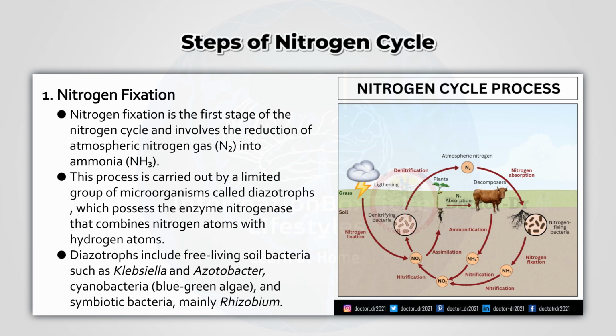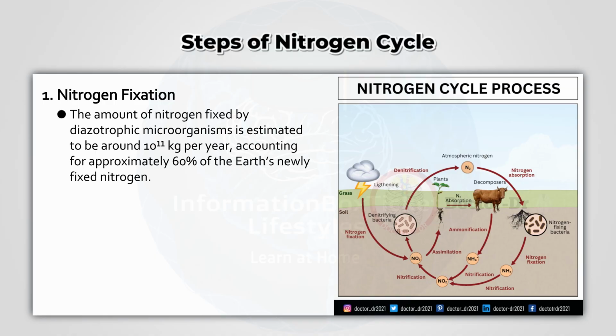Diazotrophs include free-living soil bacteria, such as Klebsiella and Azotobacter, cyanobacteria, blue-green algae, and symbiotic bacteria, mainly Rhizobium. The amount of nitrogen fixed by diazotrophic microorganisms is estimated to be around 10^11 kilograms per year, accounting for approximately 60% of the Earth's newly fixed nitrogen.